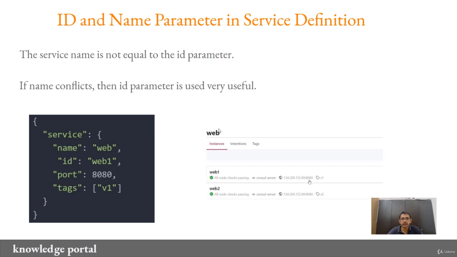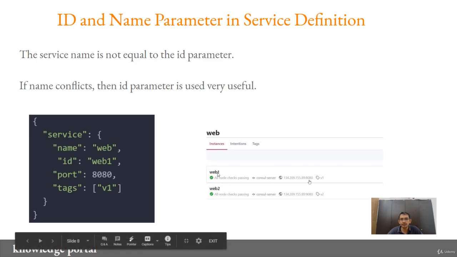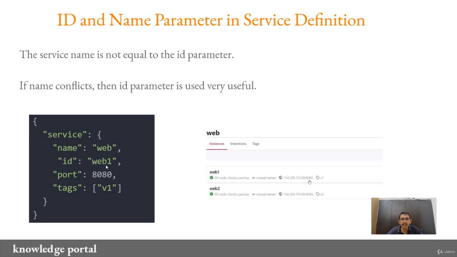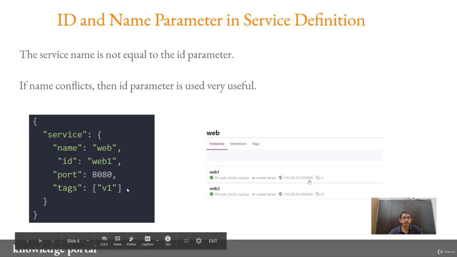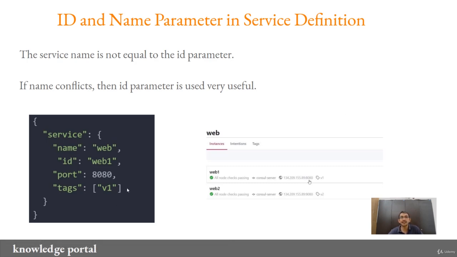Here this can be better understood. You have a service of web, and you can see that there are two instances. You have web 1 and you have web 2. These web 1 and web 2 are nothing but the IDs associated with the service that has a name of web. This is also important. In exams, they can give you a definition similar to this, and they'll ask you what is the name of this service. It can lead to confusion whether it is web 1 or web. This is an important part to remember.